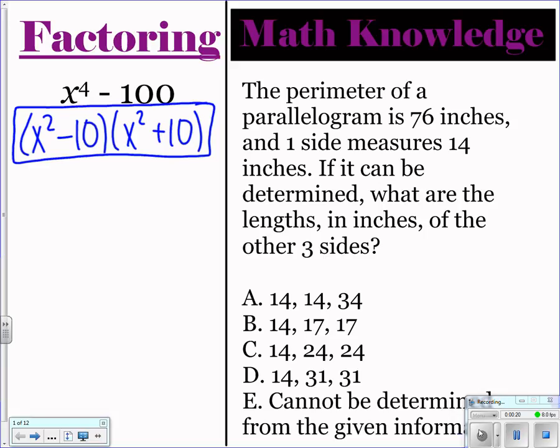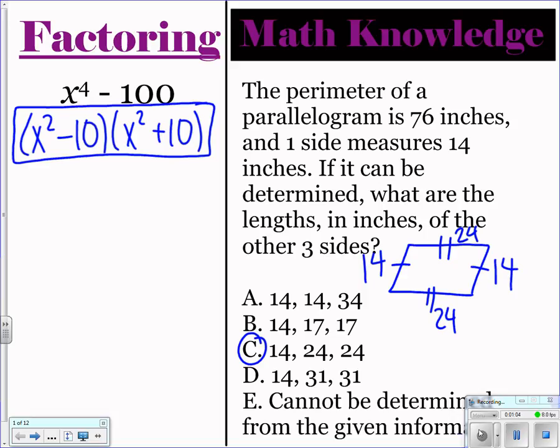For the math knowledge question, it tells us the perimeter of a parallelogram is 76 inches. Well, if you remember from geometry, in parallelograms, these two sides are congruent, and these two sides are congruent. They tell us that one side measures 14. So that means that this other side over here has to measure 14. And then we know that our perimeter is 76. So if you subtract 28 from the 76 and divide the leftover by 2, you're going to end up with 24 for the other two side lengths. And so your side lengths are going to be 14, 24, and 24, which is going to be C. So that's how you're going to work that one.